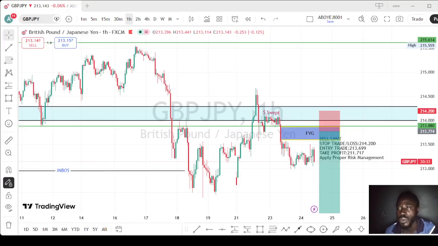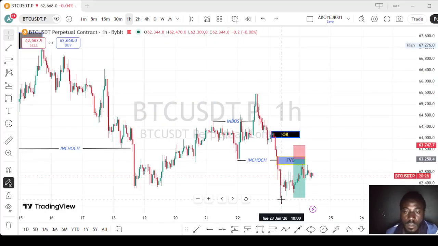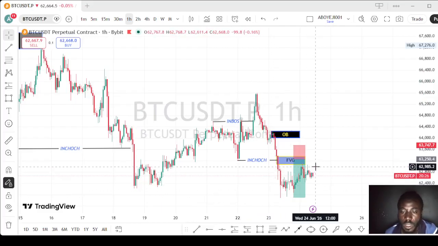Let's see what crypto has for us. This is the crypto market. The market has mitigated this FVG.